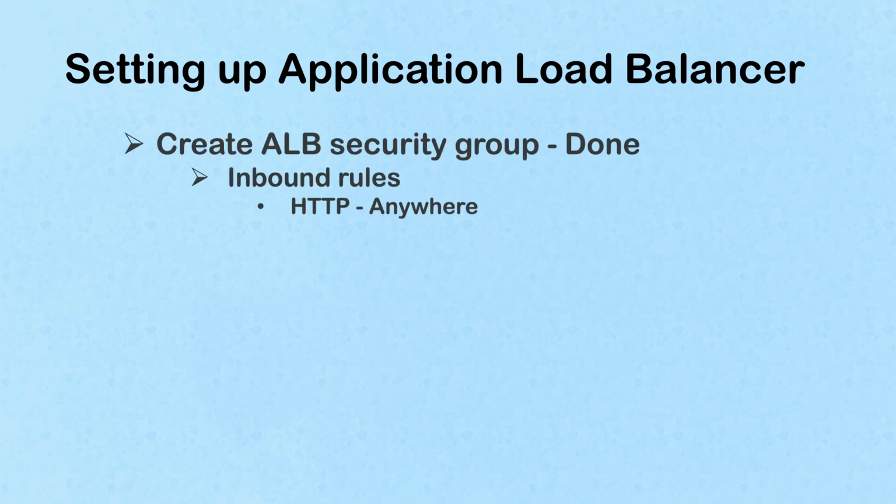To distribute incoming traffic across our presentation tier instances, we'll create an internet-facing application load balancer. We'll begin by setting up a security group for the ALB, allowing inbound HTTP traffic from any source. As we've already established this security group in a previous step, we won't need to recreate it. Next, we'll create a target group to register our two presentation tier EC2 instances.